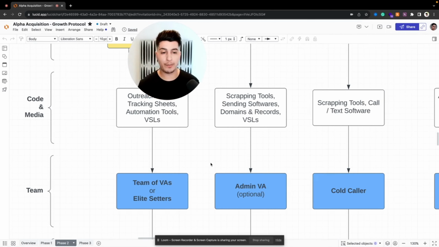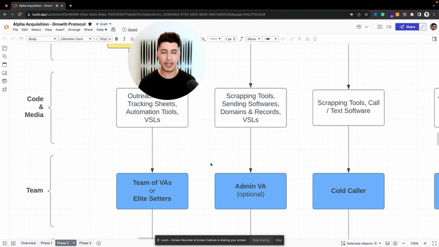Now, for example, for mass email, you probably might need an admin VA to take care of all the inbox and all the lead flow, or to scrape, also to help managing the scraping tools and all that. Or will it be you the one doing it? So those are a couple of decisions that you will make.